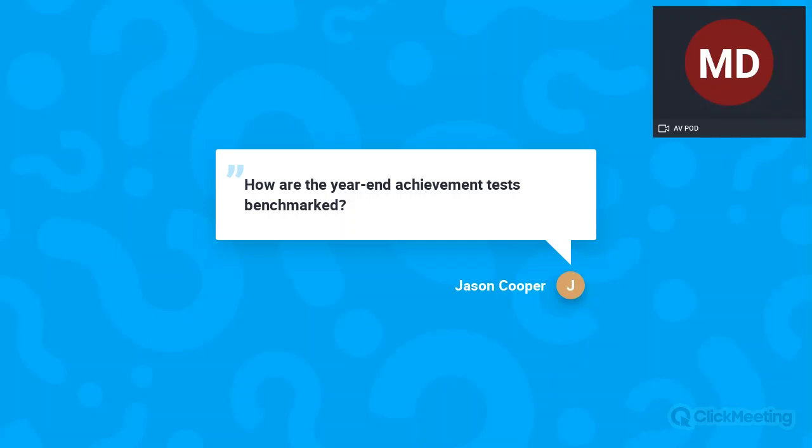In terms of the year-end achievement tests, these are not standardized apart from the Year 9 one. So in terms of controlled sampling and doing extensive testing of the reliability, validity, and comparability, that would be a standardized test at Year 9. So that would be considered a high stakes summative exam for Year 9.